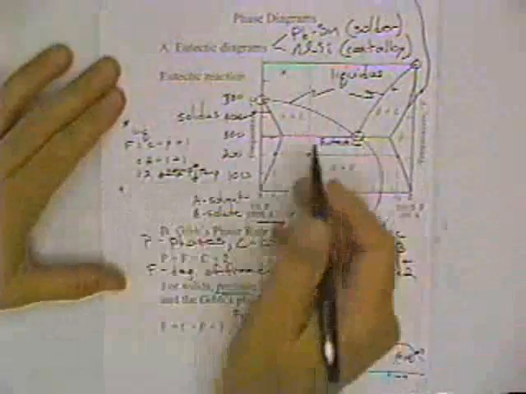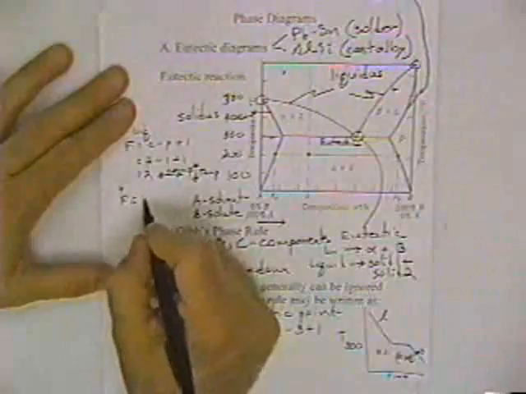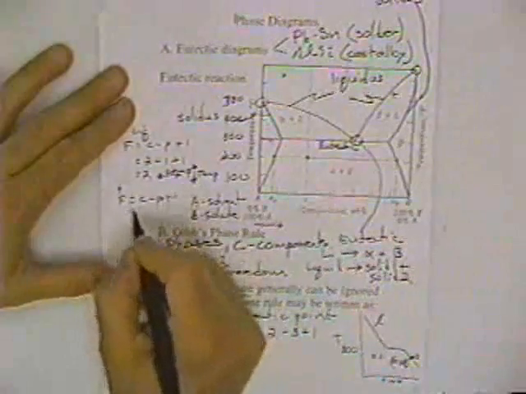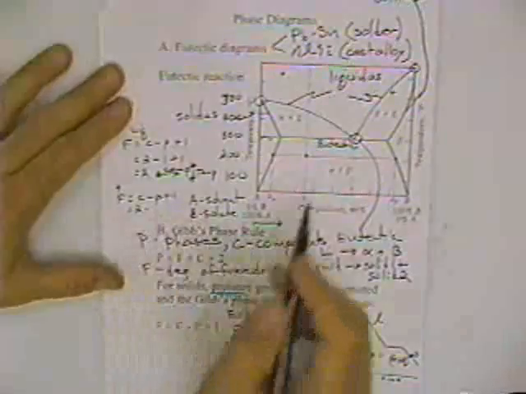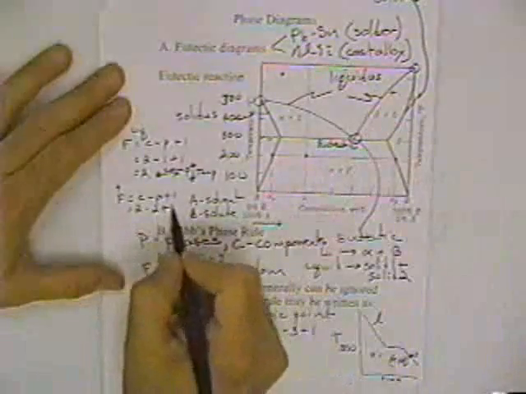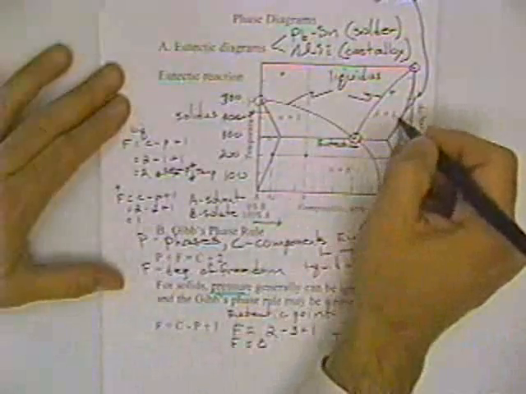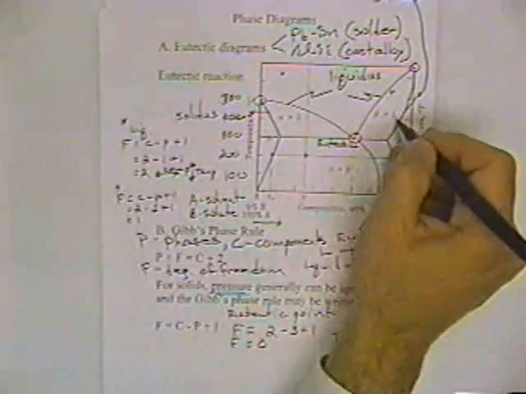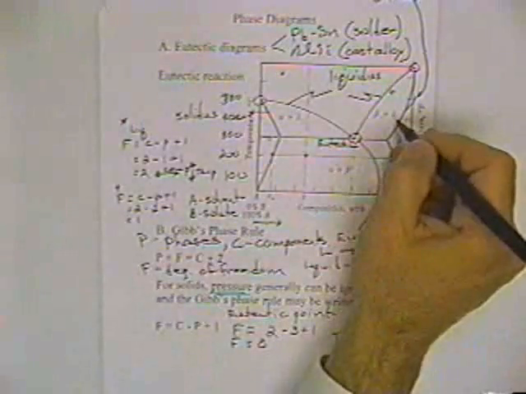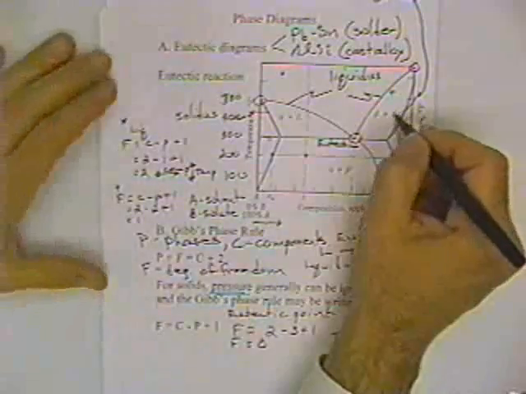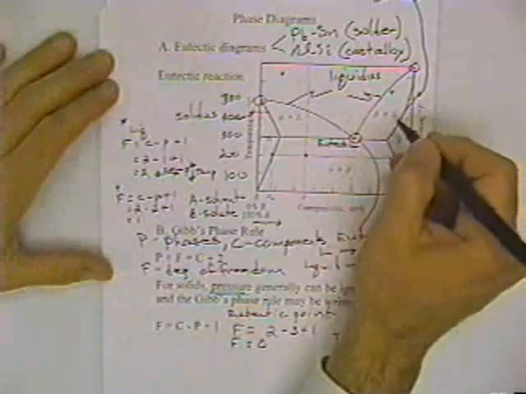Let's try one more. Let's go over here into this region right here and try it. So over in this 2-phase region of beta plus liquid, the number of degrees of freedom is equal to the components minus the phases plus 1. 2 components, how many phases? Let's see, beta plus liquid, minus 2 plus 1. So we would have 1 degree of freedom. That means that if we change composition, temperature's fixed. If we change temperature, then composition is fixed. We can't change them both without getting out of that phase field. So that's what the number of degrees of freedom means.